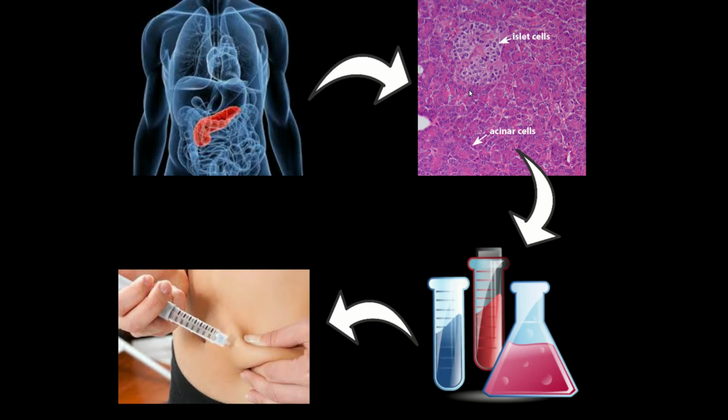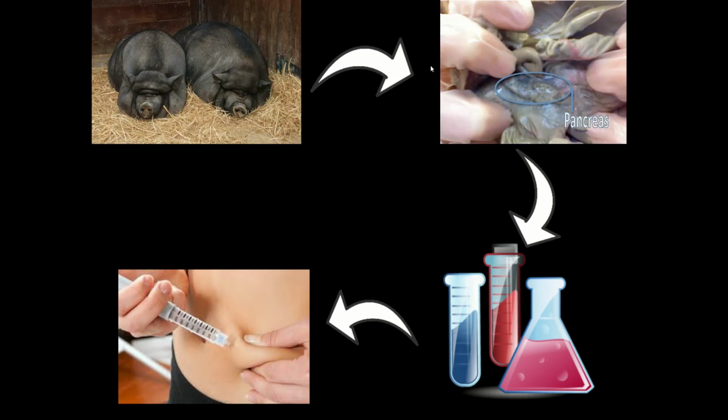But researchers and doctors were smart, and they thought, insulin is a protein. It's made in the pancreas. We are mammals. Why can't we take the insulin from another mammal, like a pig? So the next approach to treat diabetes was to take the insulin from the pancreas of pigs.